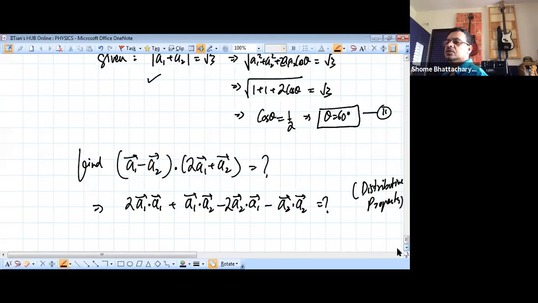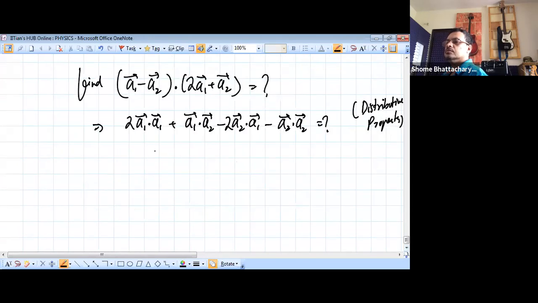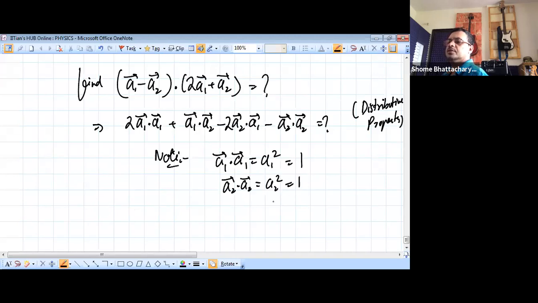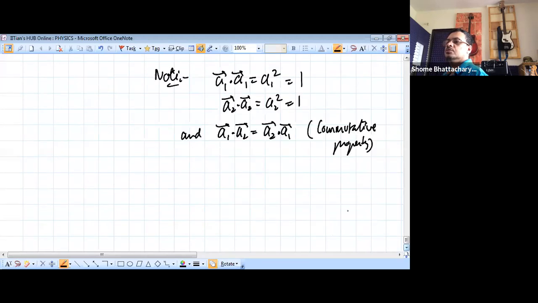Now, the other thing you know is that any vector's dot product with itself is nothing but its magnitude square, which is 1. Similarly, E2 dot E2 is E2 square, which is 1 because magnitude is 1. And also, you know that E1 dot E2 is the same thing as E2 dot E1, which is the commutative property of dot product. So make use of that over there.